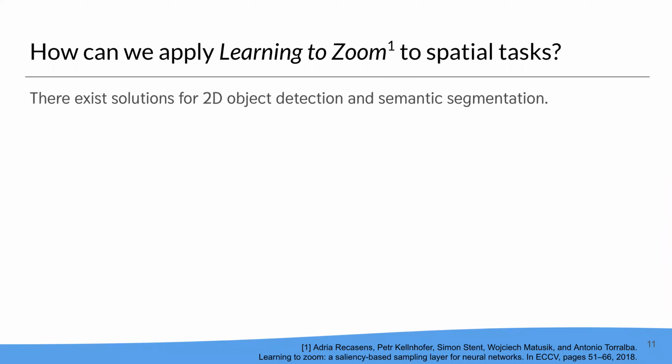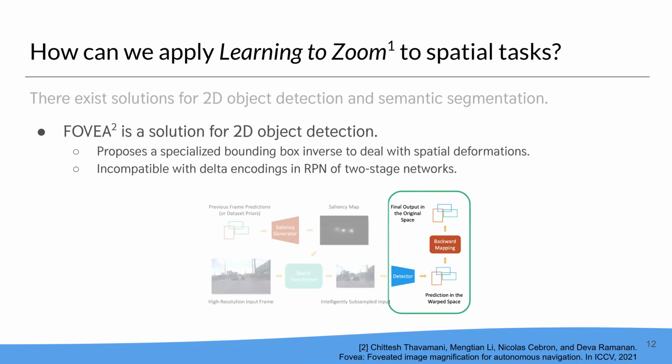There do exist solutions for 2D object detection and semantic segmentation. For example, Fovea is a solution for detection that uses a specialized bounding box inverse to deal with spatial deformations. However, this only applies to detection and is also incompatible with certain 2-stage networks that make use of delta encodings in their RPN.